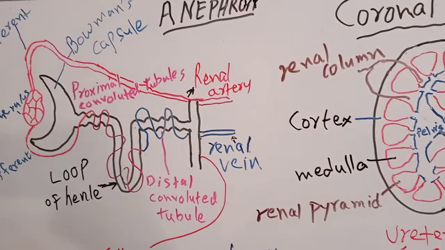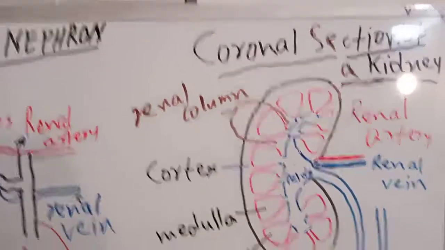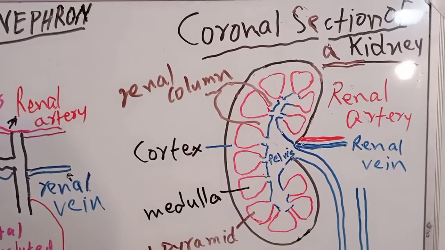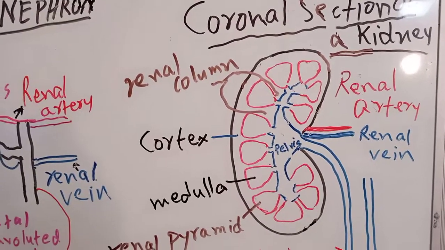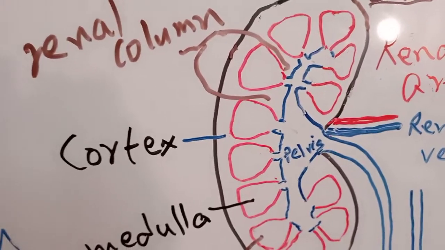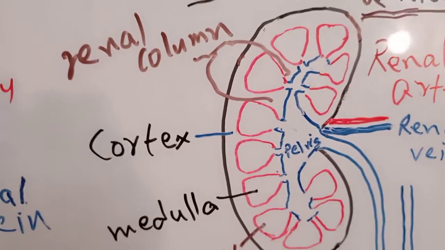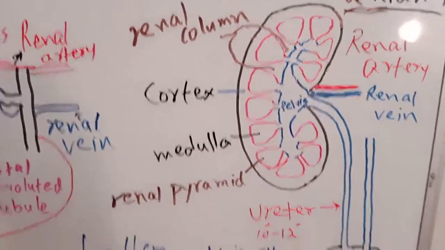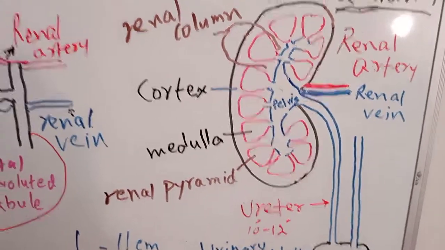This is the frontal section of the kidney, or coronal section. Two areas can easily be seen. The outer one is the cortex and the inner one the medulla. And the parts of the nephrons lie in these two structures.